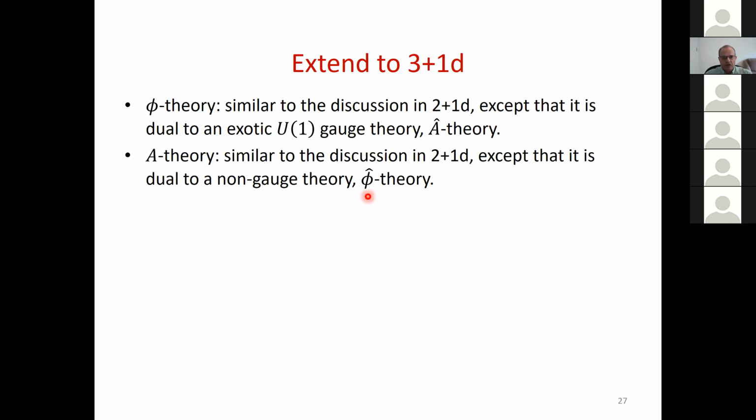Notice that again, the pattern, these systems in 3+1 dimensions are analogous to similar systems in 2+1 dimensions, where a scalar field theory is dual to a gauge theory, or a gauge theory is dual to a non-gauge theory. This is common in 2+1 dimensions, and the similarity actually goes further. And this is true here.